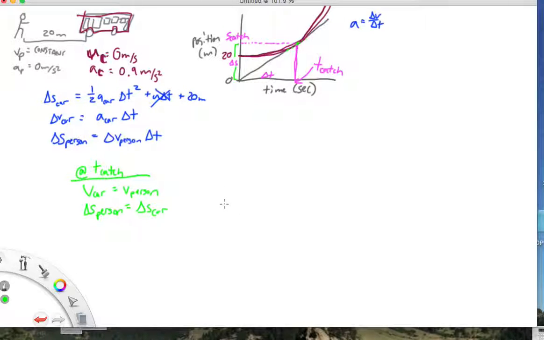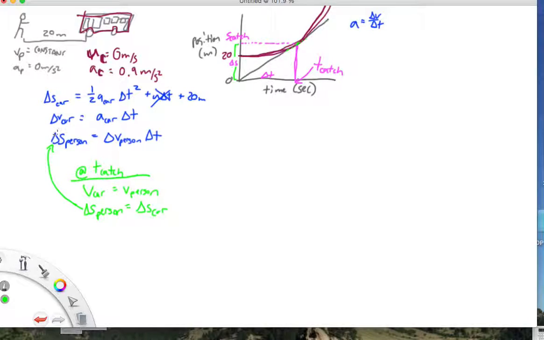The first thing I'm going to do is take this fact that the position of the car and the position of the person equal each other at this time, t catch. If I use that fact, then I know that the person and the car are the same, so I can really substitute this right here. I can say that the velocity of the car equals the velocity of the person at that time.